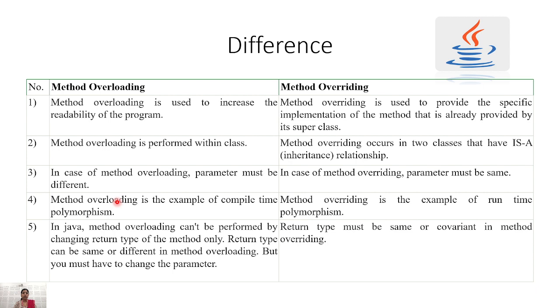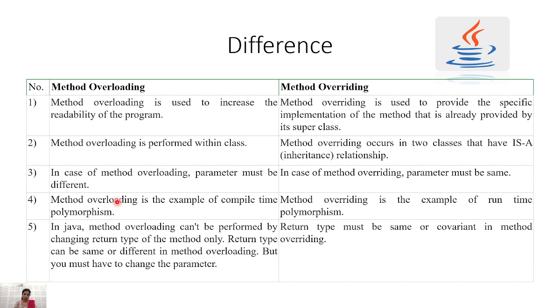There are two concepts, method overloading and method overriding. Now we will consider the difference between overloading and overriding. Overloading is used to increase the readability of the program, whereas method overriding is used to provide the specific implementation of a method that is already provided by its superclass. Method overloading happens in the same class, or is performed within the class, while method overriding is in the case of inheritance, where the is-a relation is there.